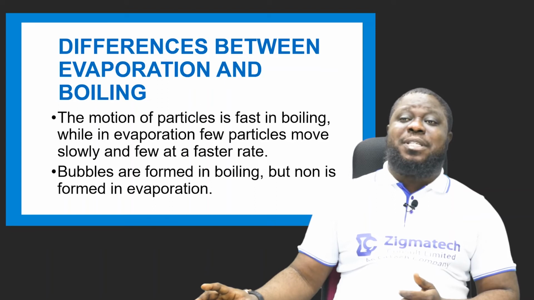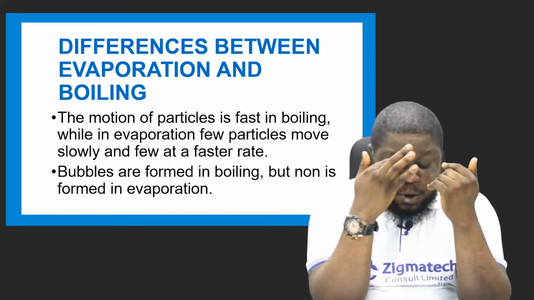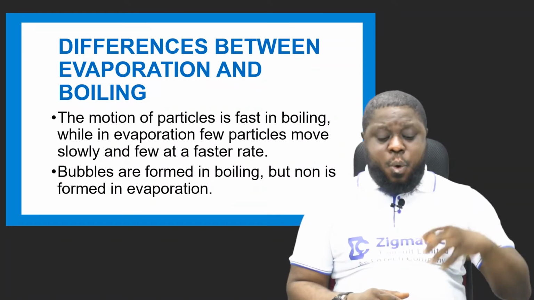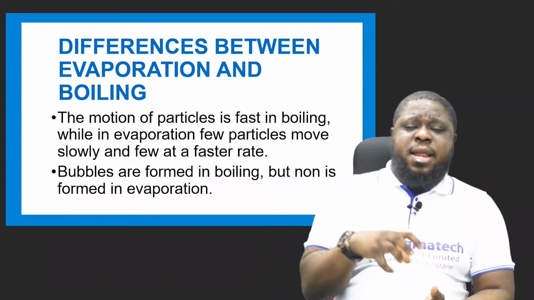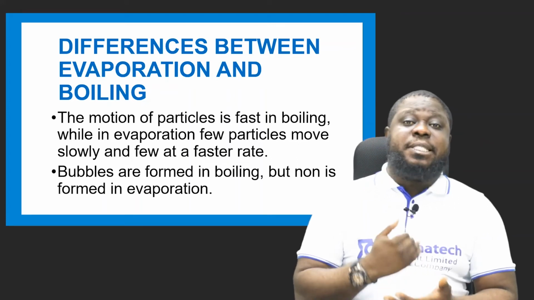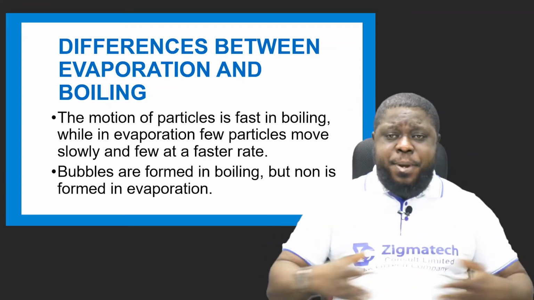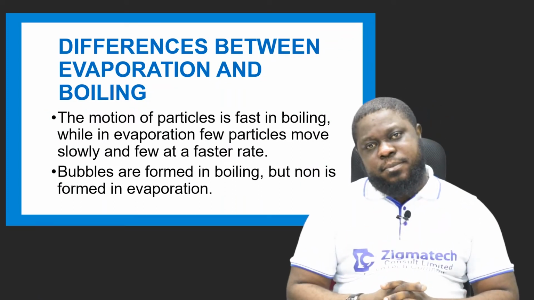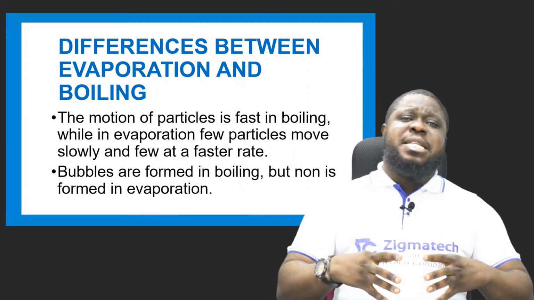Still, we are still on differences. They say the motion of particles is fast in boiling, while in evaporation, few particles move slowly and few move faster. Now, remember that when boiling occurs, the water is changing to steam. And we know that boiling occurs rapidly. In essence, the system will be disorderly. There's an increase in the disorderliness of the system. Why? Because the bubbles or the molecules hit themselves. In essence, as they hit themselves, they are disorderly.